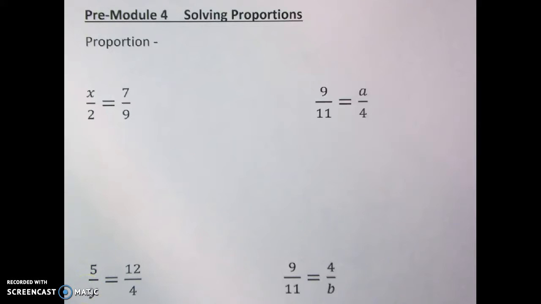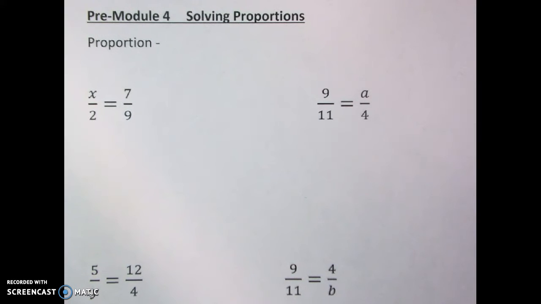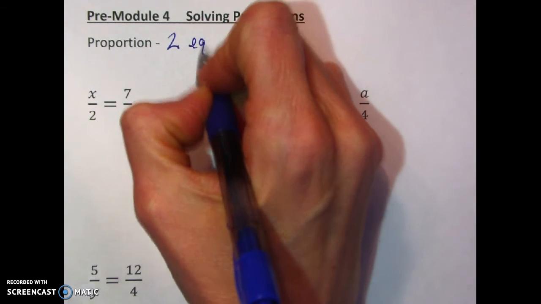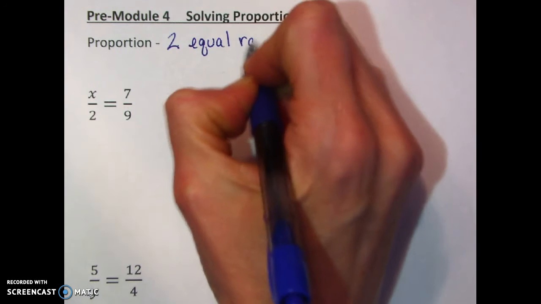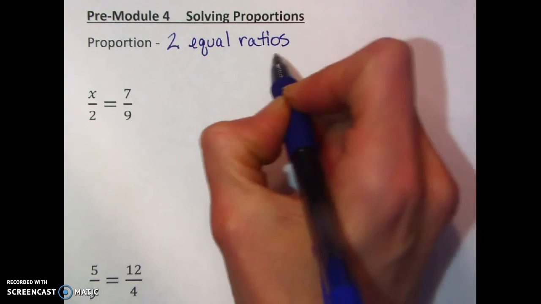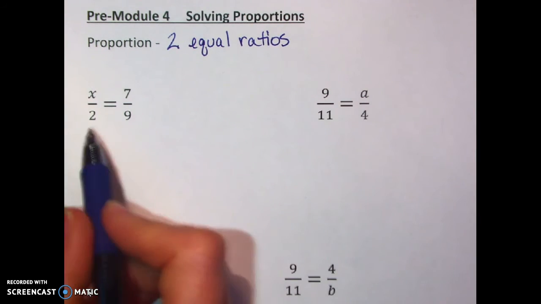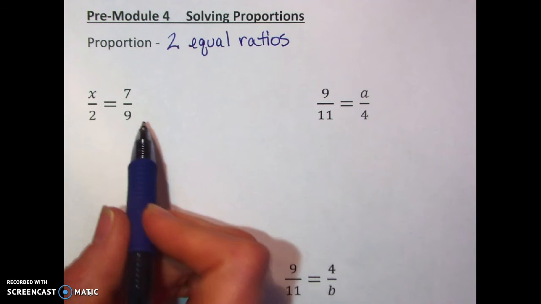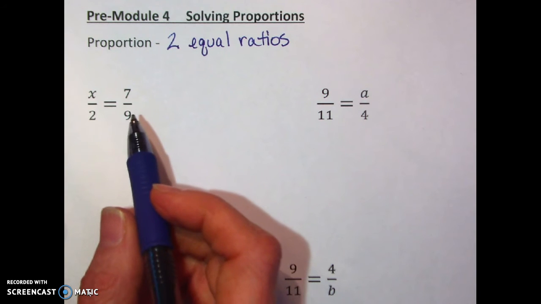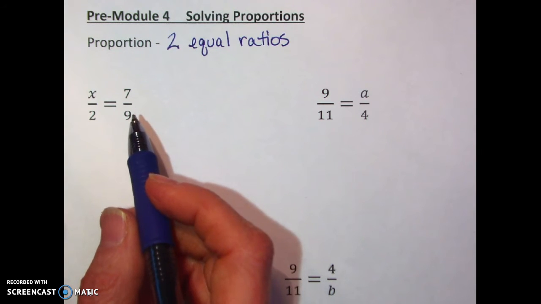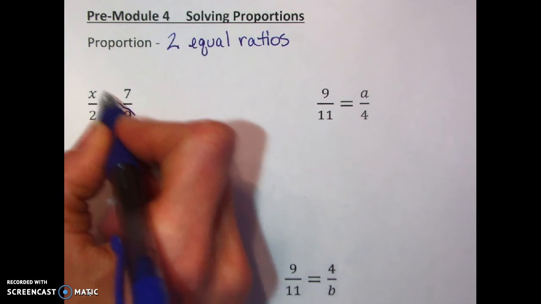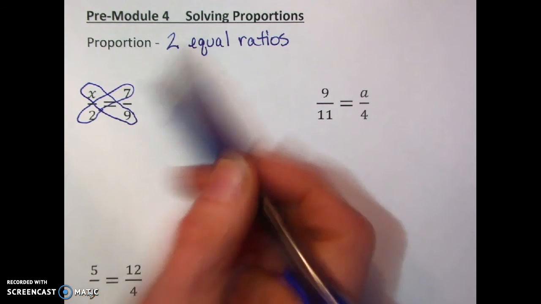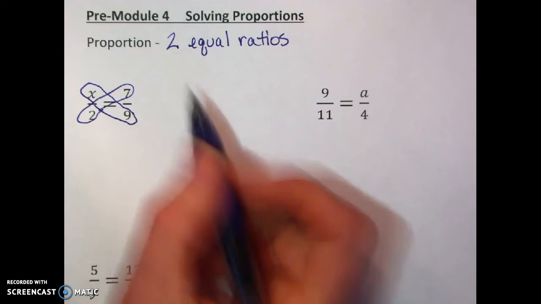Pre-Module 4, Solving Proportions. A proportion is when we have two equal ratios, and ratios are simply fractions. So this is a proportion, fraction equal to fraction, two equal ratios. Anybody remember the way we solve ratios? We will cross multiply. So we'll multiply the two diagonals. This is called product of the extremes equals product of the means.